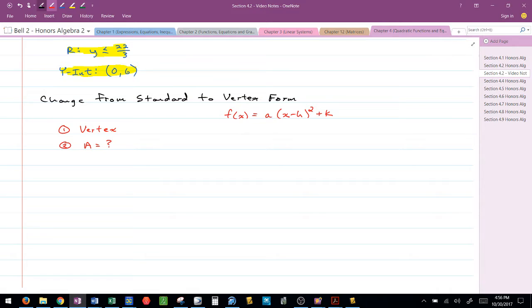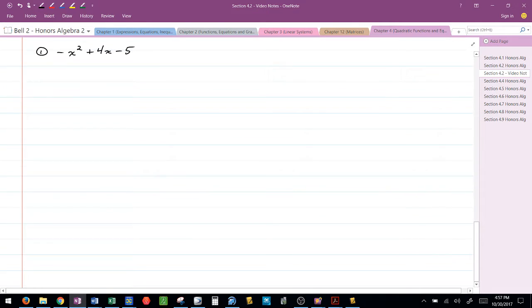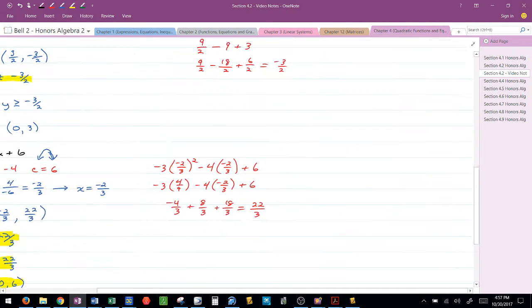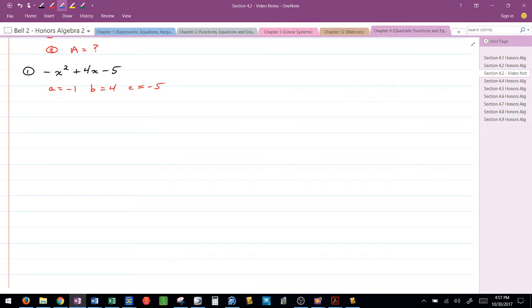So let's look at a couple examples of this and then have you guys try to work on these on your own. So let's start with negative x squared plus 4x minus 5. And they want me to change this from standard to vertex form. First thing, anytime I'm dealing with changing from standard form, a is negative 1, b is 4, c is negative 5. Identify the a, b, and c.